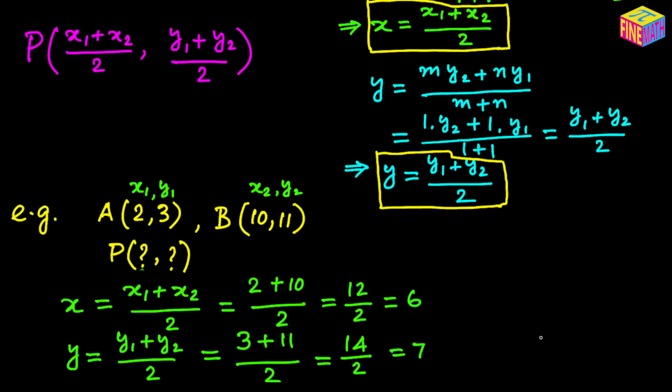So we have found the coordinates of the midpoint. So we can say that the coordinates of the midpoint P would be like this. It would be 6, 7. And that's our answer.